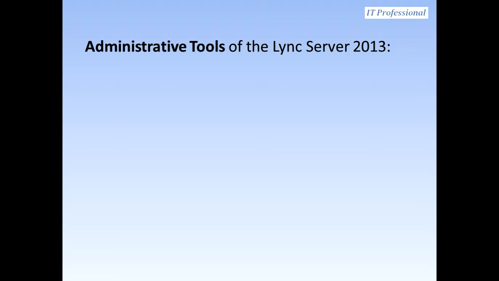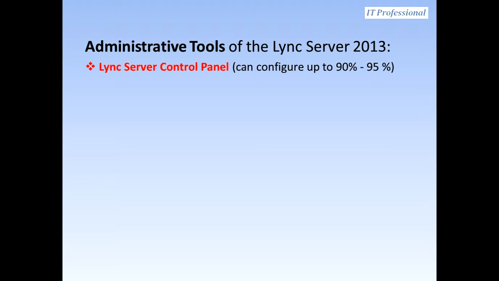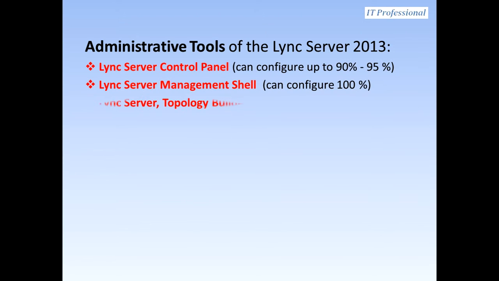For the administrative tools on the Lync Server 2013, we have the Lync Server Control Panel that can configure up to 90% to 95%. We say that because Lync Server Control Panel cannot configure and do RBAC, which is role-based access control, for example, and cannot, for example, create an announcement. This is just as an example. For the Lync Server Management Shell, this can configure everything up to 100%.